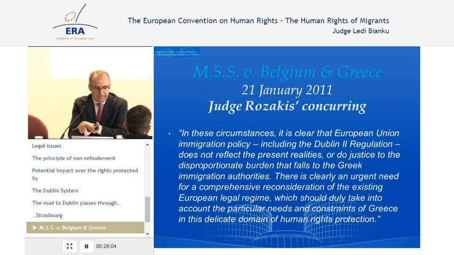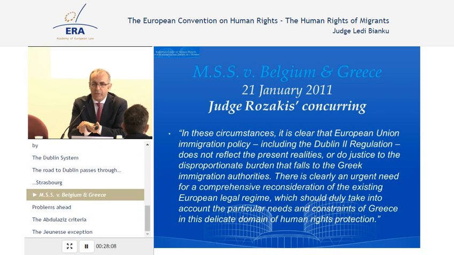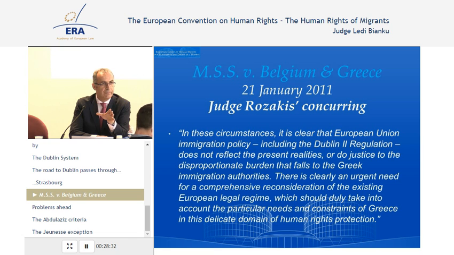You've been discussing the refugee crisis. I would invite you to read a paragraph of the concurring opinion of Judge Rozakis, my former colleague and still a good friend. He wrote this in 2010. We saw that the system was not up to the concrete situations.